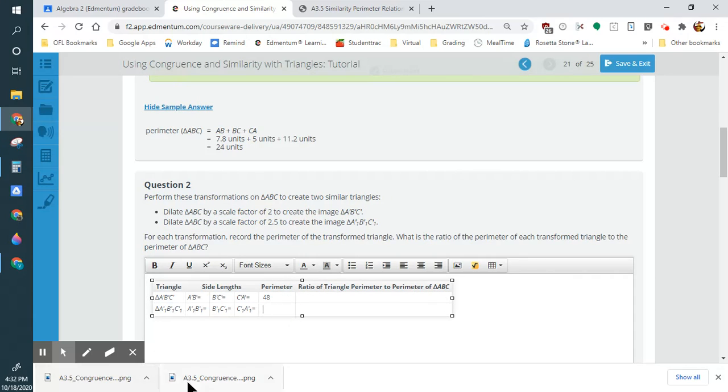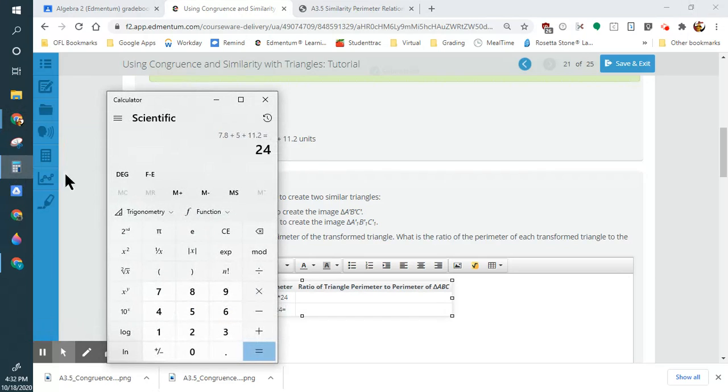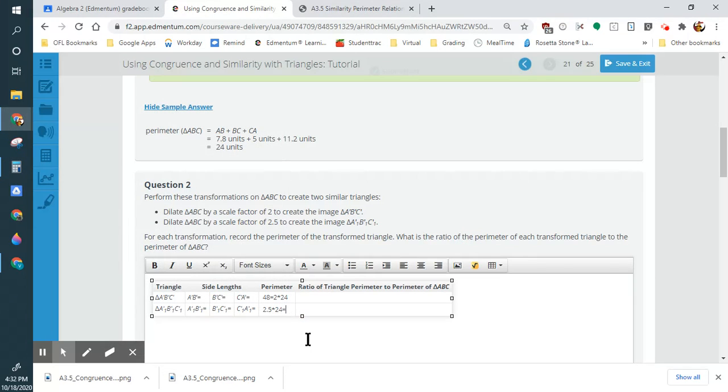And the next one, well, I'm going to take that 24. And you know what? I'm even going to show it right here, just so I know what I'm doing. So that's going to be the 2 times 24. And over here, I'm going to do 2.5 times 24. I'm going to say this is equal to, grab my calculator, multiply this by 2.5, 60. What is the ratio of the perimeters? 2.